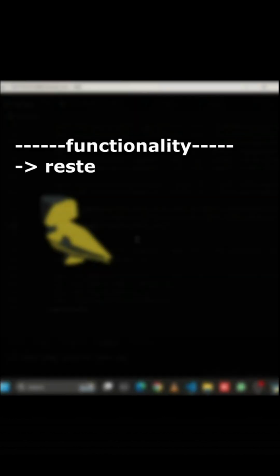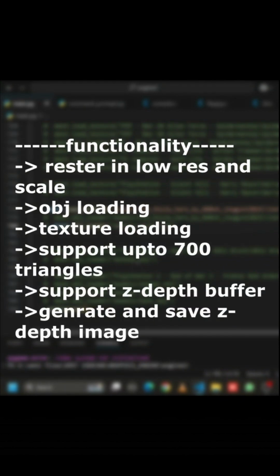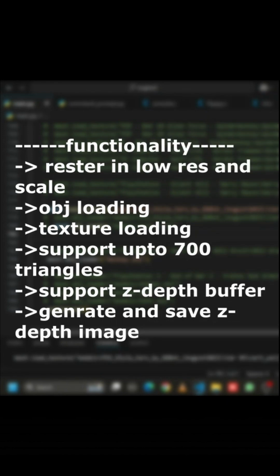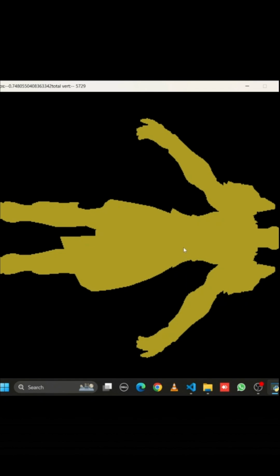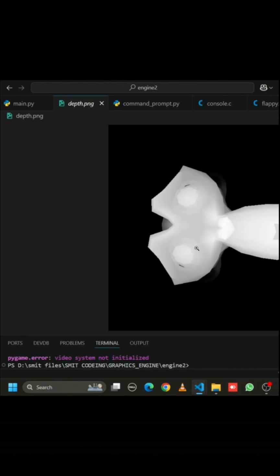Some of the core features include low-resolution rasterization with scaling, support for loading models and textures, rendering up to around 700 triangles, and a working Z-depth buffer. One interesting addition is the ability to generate and save a depth image from the Z-buffer, which gives a grayscale representation of distance in the scene.